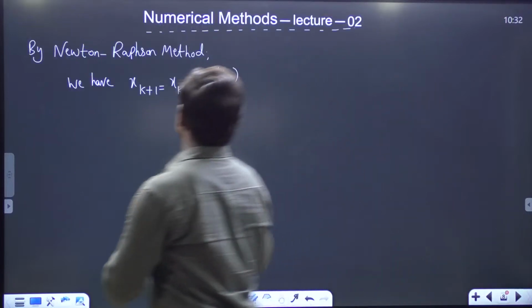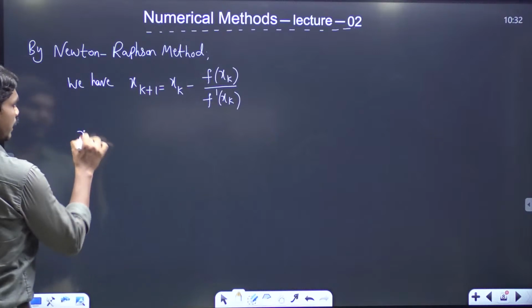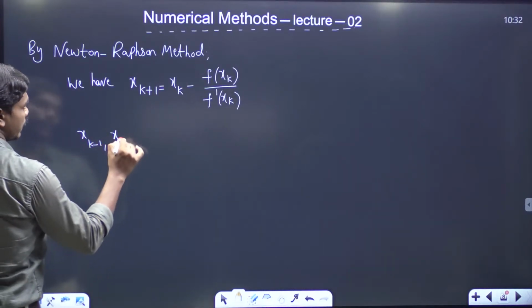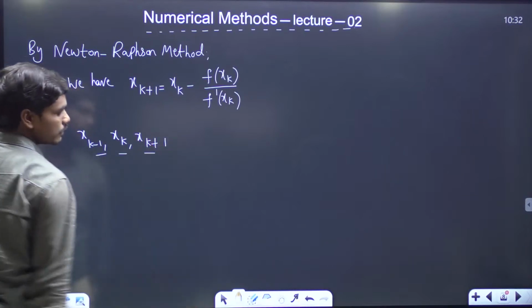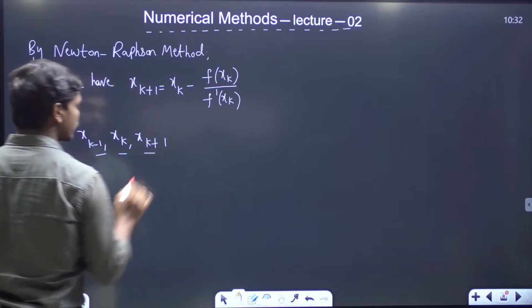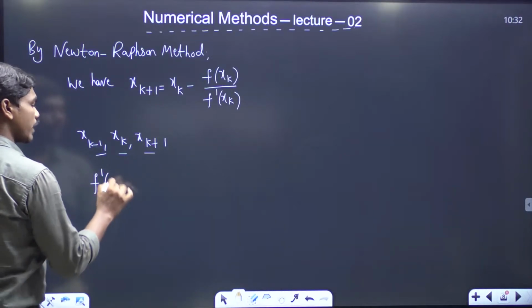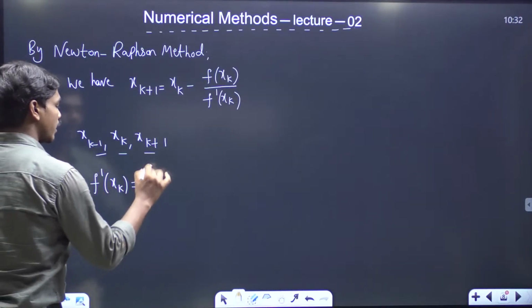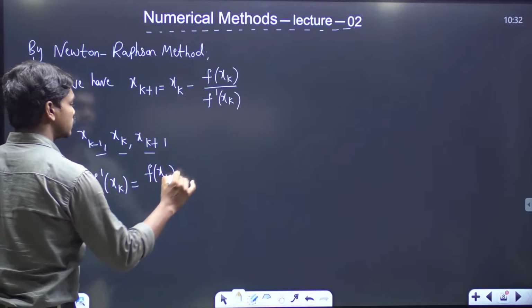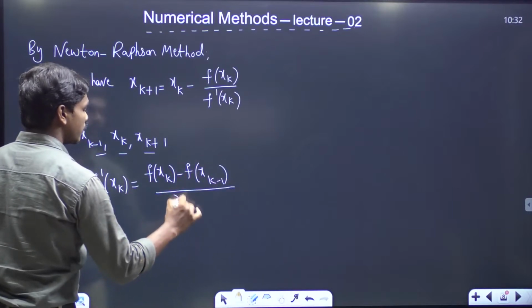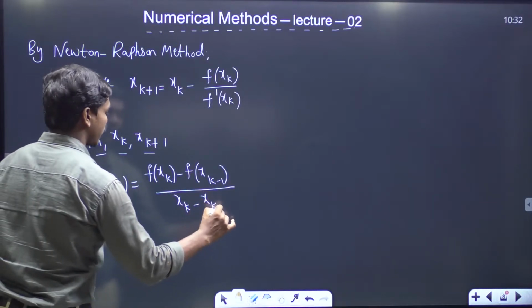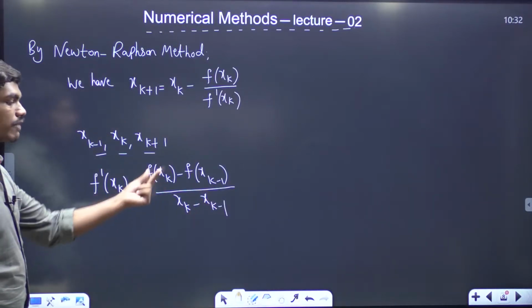Now, if this is the formula, look, if xk minus 1, xk, xk plus 1 are 3 consecutive points on a curve, for example, 3 consecutive values of x, can I write f dash of xk as f of xk minus f of xk minus 1 divided by xk minus xk minus 1? Can we write this? This is nothing but dy by dx at x.